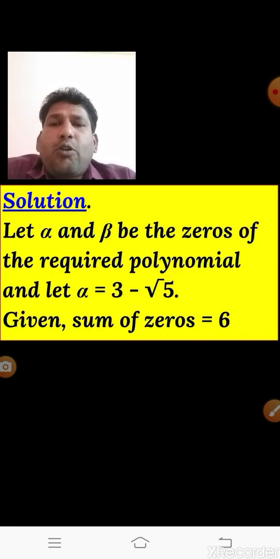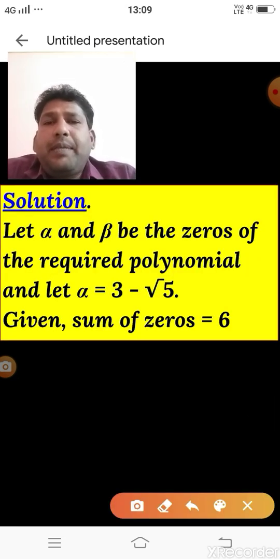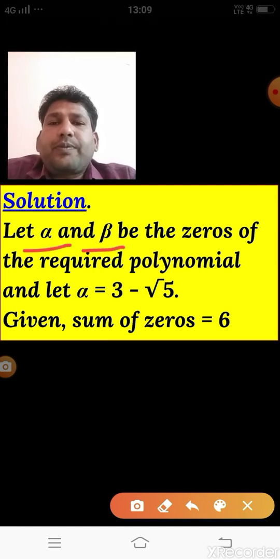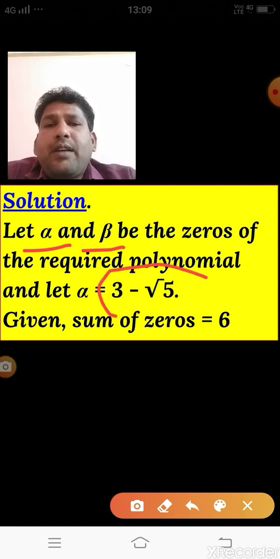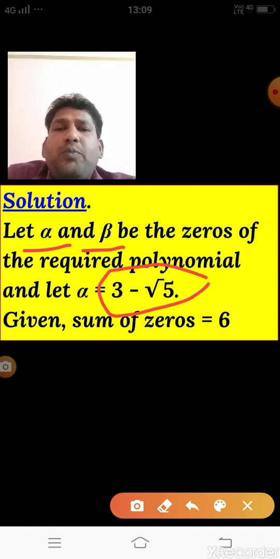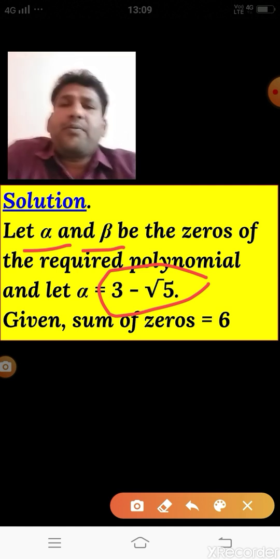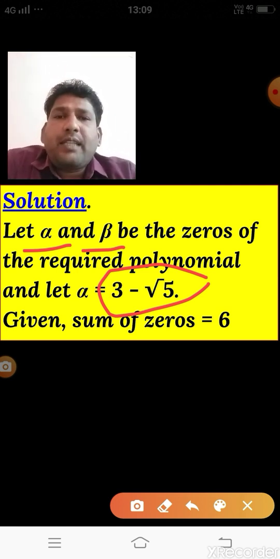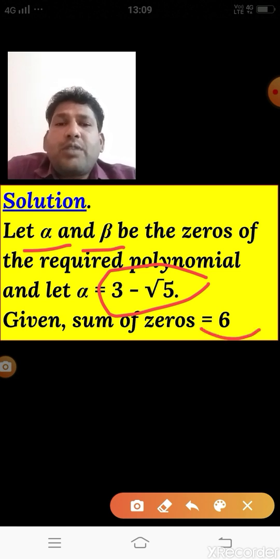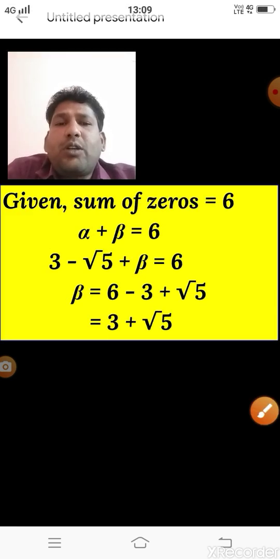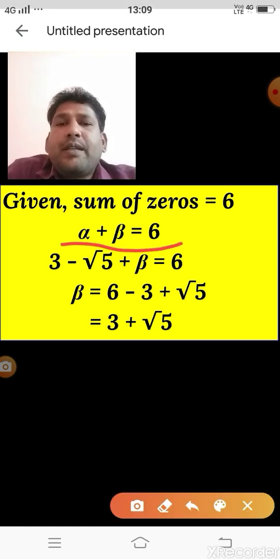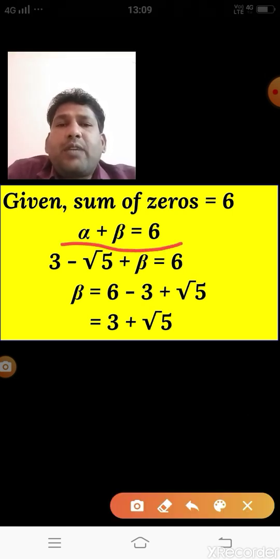And here we have the solution for this. If you are taking alpha and beta are the zeros, and out of these two, 1 zero is given. Here I am taking alpha as 3 minus root 5. You may take beta also as 3 minus root 5, because 1 zero we have, either it is alpha or it may be beta. And the sum of zeros is given to you 6. And if sum of zeros is 6, then it means that alpha plus beta is equal to 6.